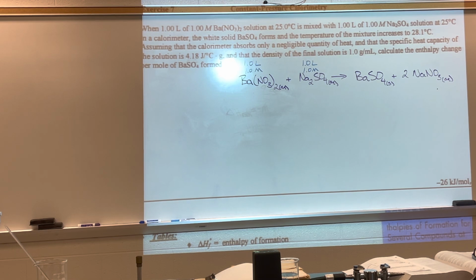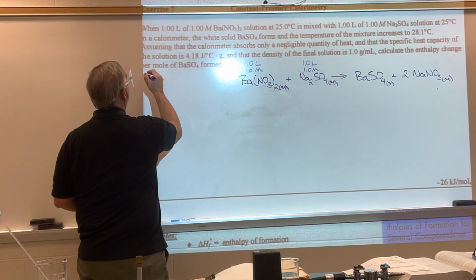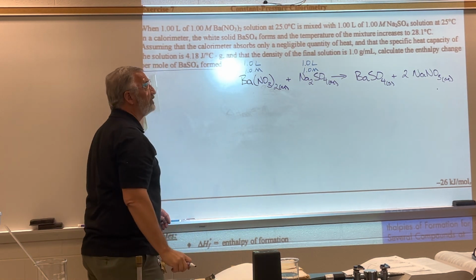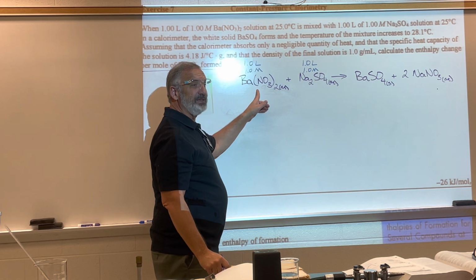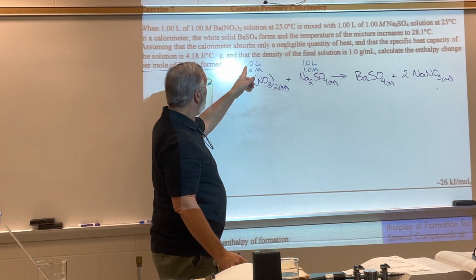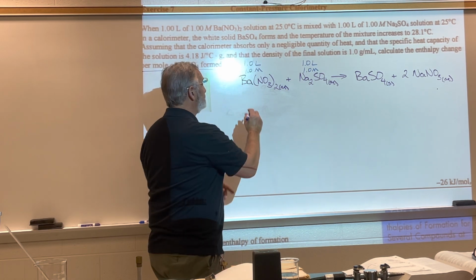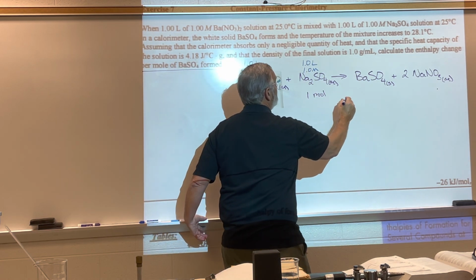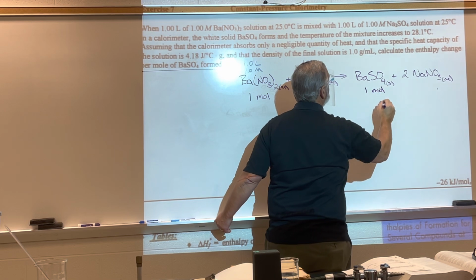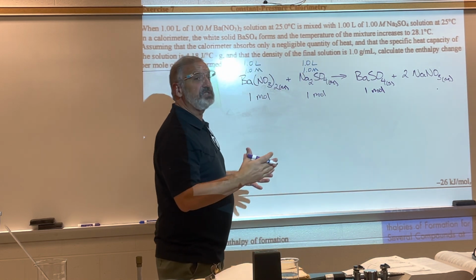Okay? Now, just because they're asking per mole of BaSO4 formed, well, how many moles are we adding in here? 1 liter times 1 mole per liter. This is 1 mole plus 1 mole. So I know I'm going to get 1 mole of this. So this energy change is already going to be per mole.